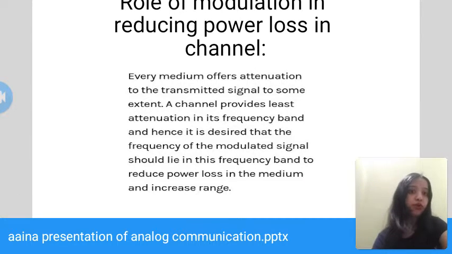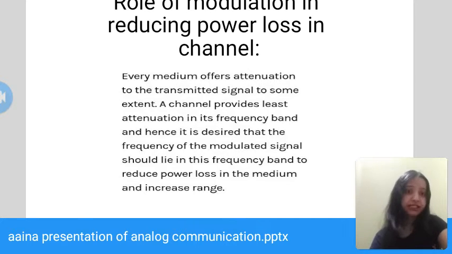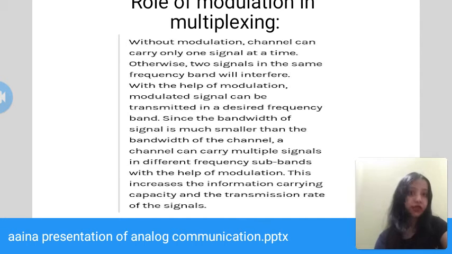Next, role of modulation in reducing power loss in the channel. Every medium offers attenuation to the transmitted signal to some extent. A channel provides least attenuation in its frequency band, and hence it is desired that the frequency of the modulated signal should lie in this frequency band to reduce power loss in the medium and increase range. Next is the role of modulation in multiplexing.